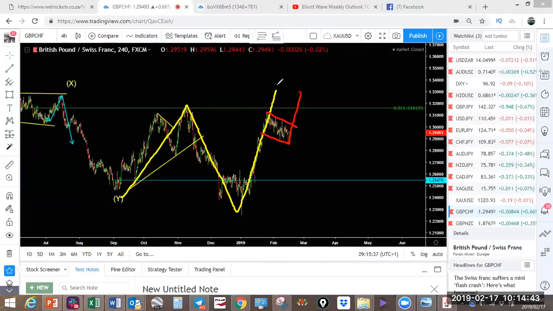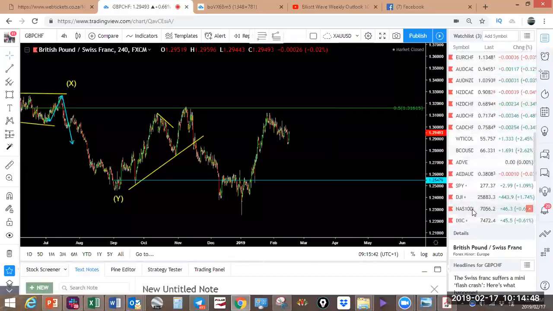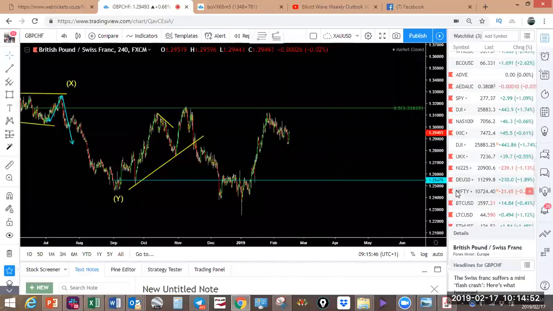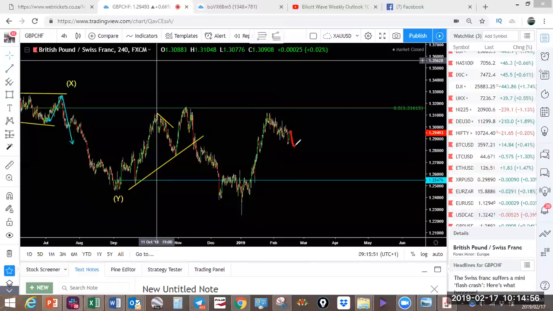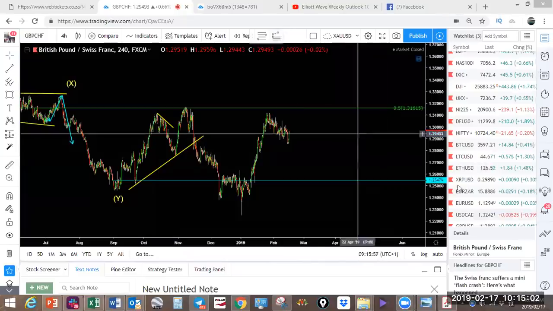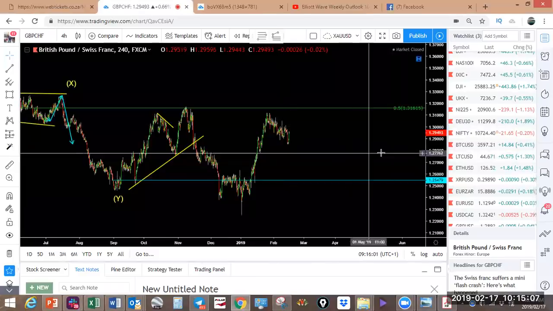You've got very clear flags on the pound pairs. That's pound CHF and especially pound US dollar, as well as pound JPY. You've got this beautiful flag forming there. So even if it goes back for one down, you must keep tracking it, because that will be a very nice move to the upside. All right, that is pound CHF. Now let's look at pound New Zealand.